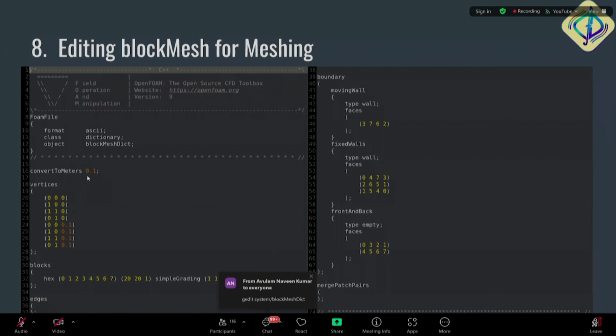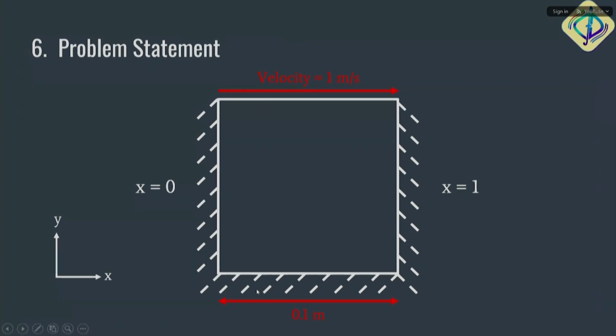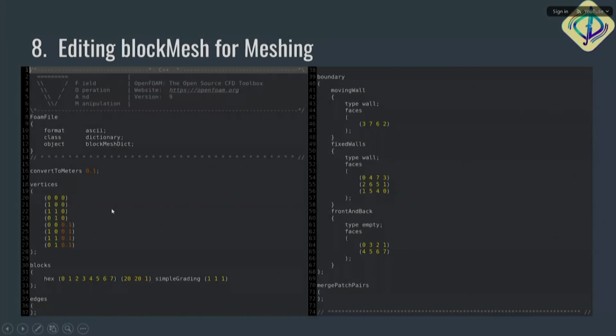1 means that whatever unit you will specify, it is equal to 1 meter. So in this case, we specified it to be 0.1 meter. Because our domain, as I said, if you want to specify from 0 to 1, it is 0.1 meter. Let's see this one. It's 0.1 meter. So first you have the convert to meters, then you have your vertices. Now this is where you will specify your points in space.